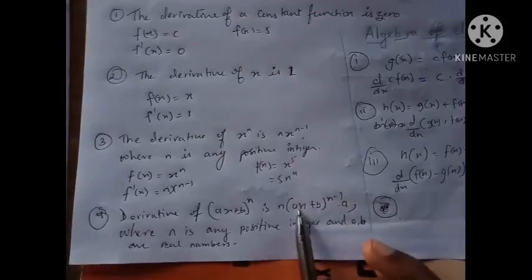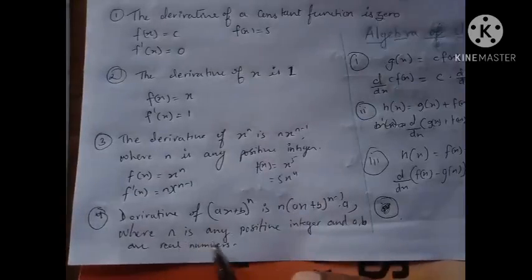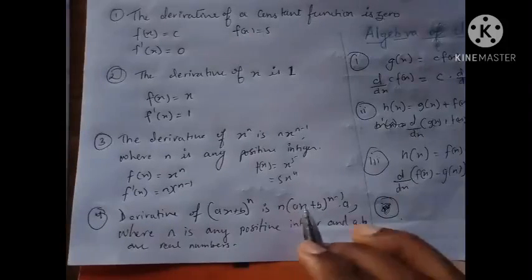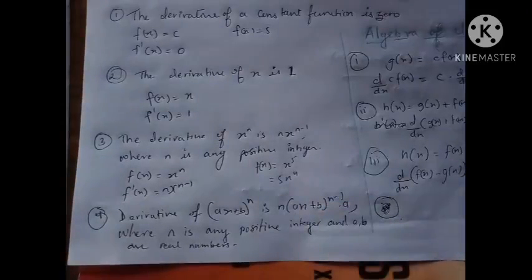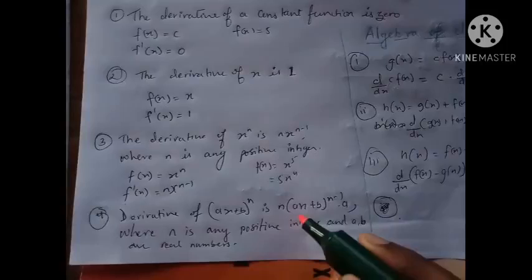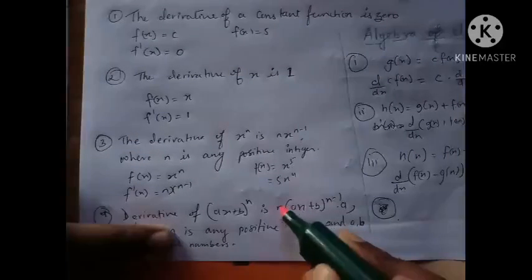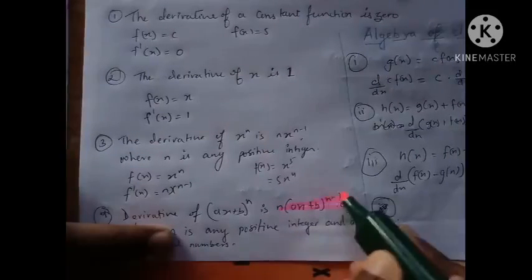What is a? A is the coefficient of x, where n is any positive number and a and b are real numbers. So this is the solution for when there is a power on any bracket which contains x. So how to find the derivative of this? Use this formula. This is the formula that you have to use.